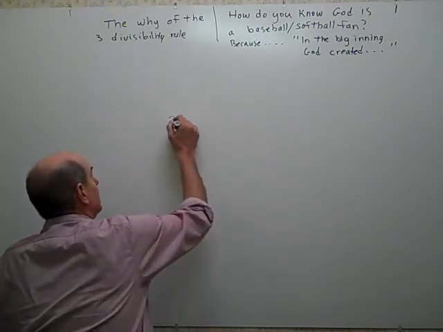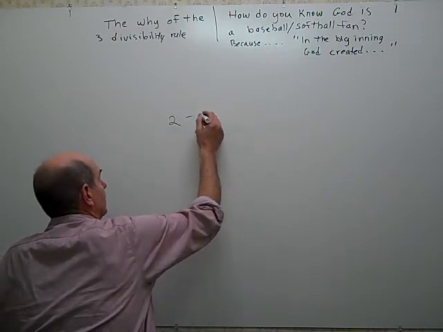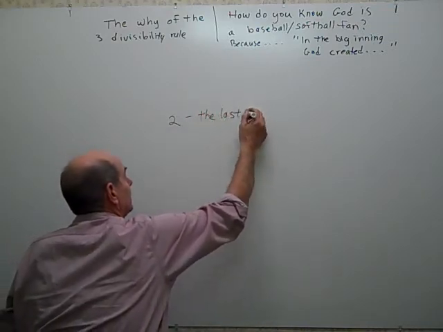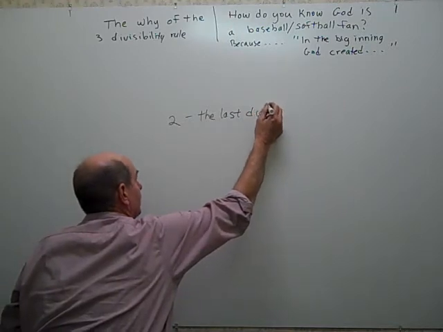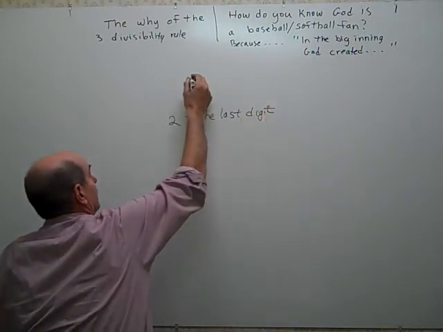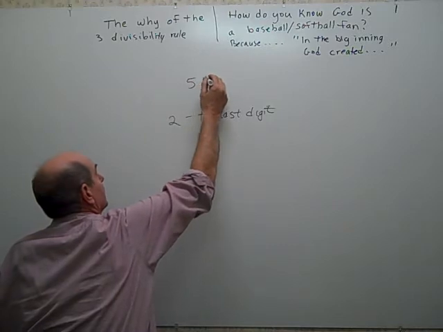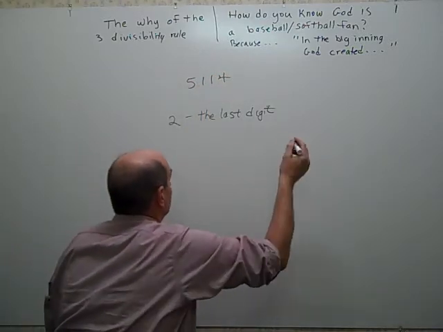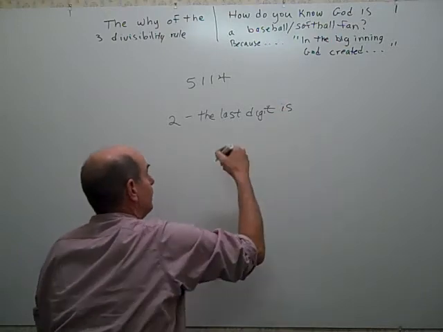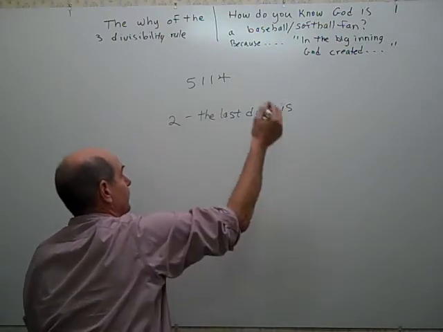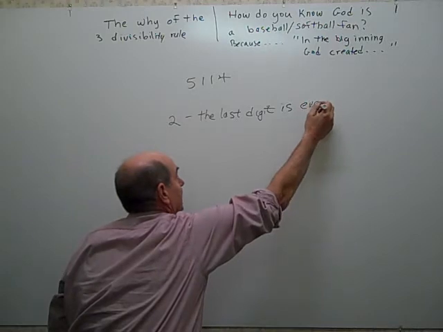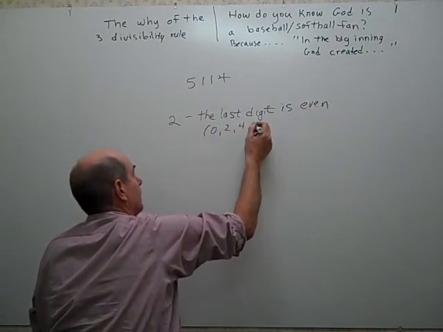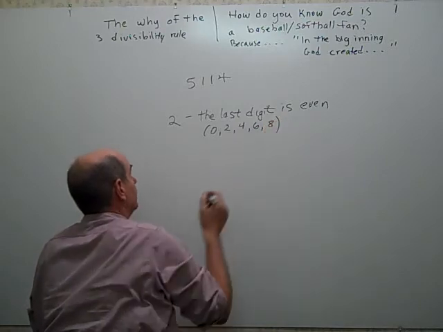So how can you look at a number and tell whether a 2 can go into it evenly? The rule for 2 is that the last digit of the given number is even. So if our number is 5,114, the last digit is 4, so we know that 2 will go evenly into 5,114. And I'll list these digits: it's a 0, 2, 4, 6, or 8.